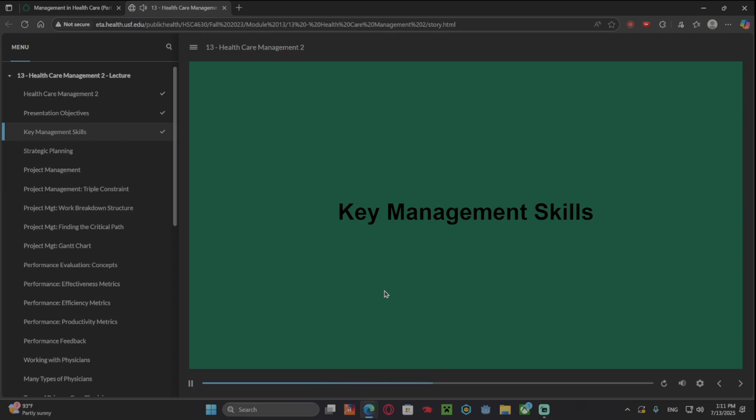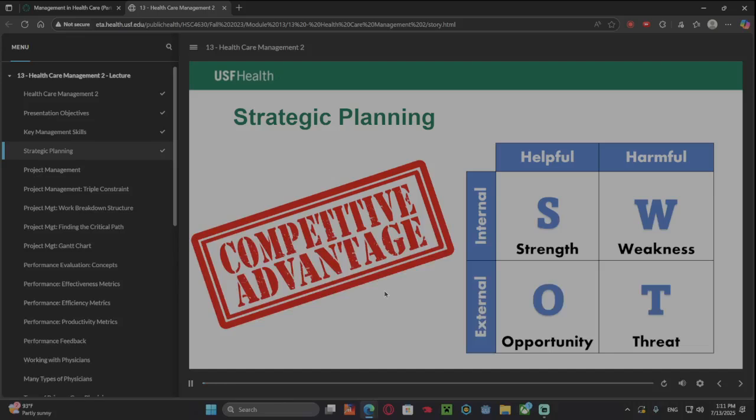Key management skills. Strategic planning is a key management skill. Healthcare managers evaluate the internal and external environments in order to develop plans for the future. The key to strategic planning is developing competitive advantage.